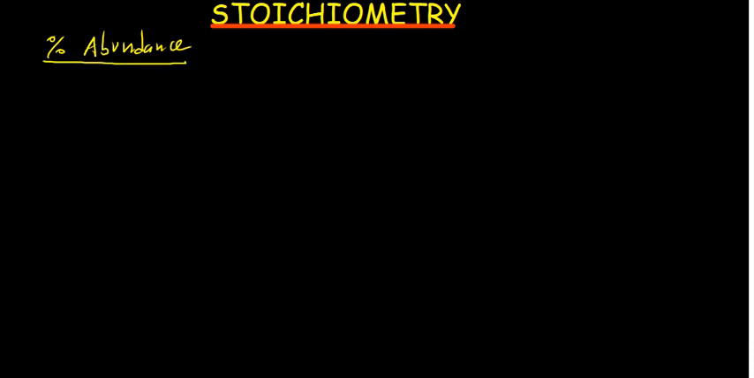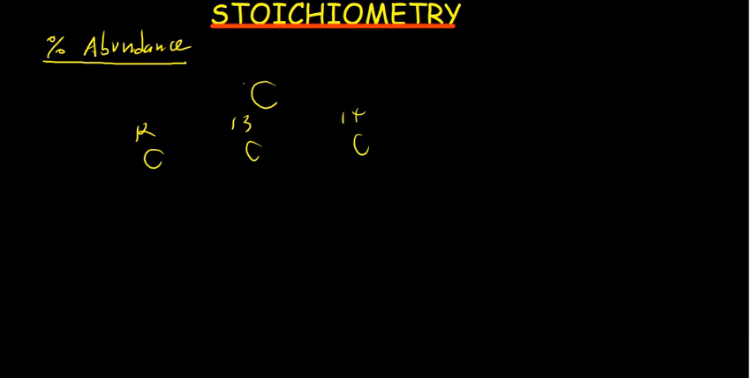When you are talking about percentage abundance, all you are talking about is, if you get a sample of this kind of element. Remember, we are talking about isotopes, atoms of the same element. So if I get a sample, maybe for example of carbon, it's just a sample. How much of carbon 12, carbon 13, carbon 14 am I going to find in any sample that I get?